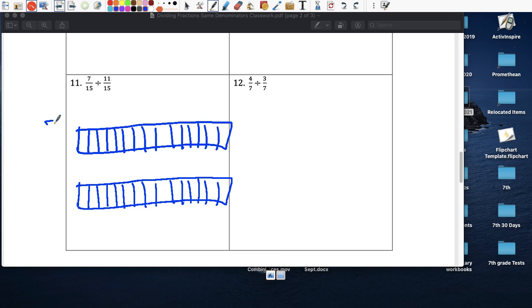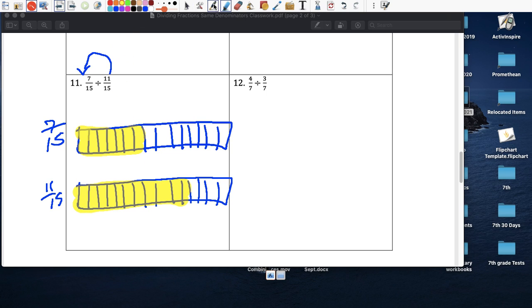So here's 7 over 15. Here's 11 over 15. And the question is, how many times can 11 over 15 fit inside 7 over 15? How many times can 11 over 15 fit inside 7 over 15? So let's shade 7. 1, 2, 3, 4, 5, 6, 7. And this one I want to shade 11.